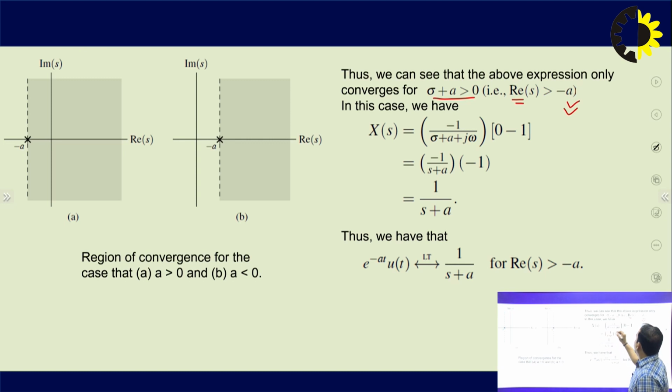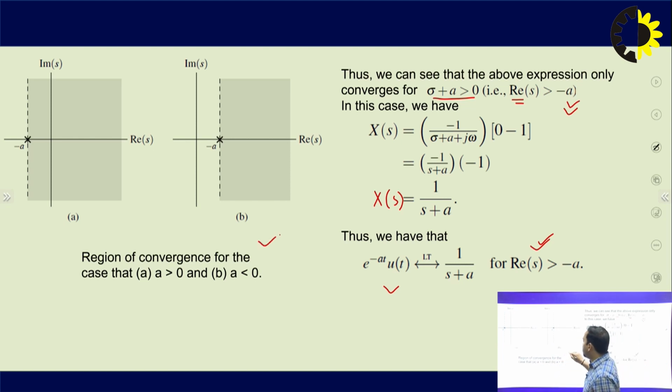If this is the scenario, then X(s) equals 1 by s plus a. This is the final result we are getting. So the result is that for e^(-at) u(t), the Laplace transform is 1/(s+a), with the condition that the real part of s is greater than minus a. This condition, real part of s greater than minus a, is nothing but the ROC, which is called the region of convergence.